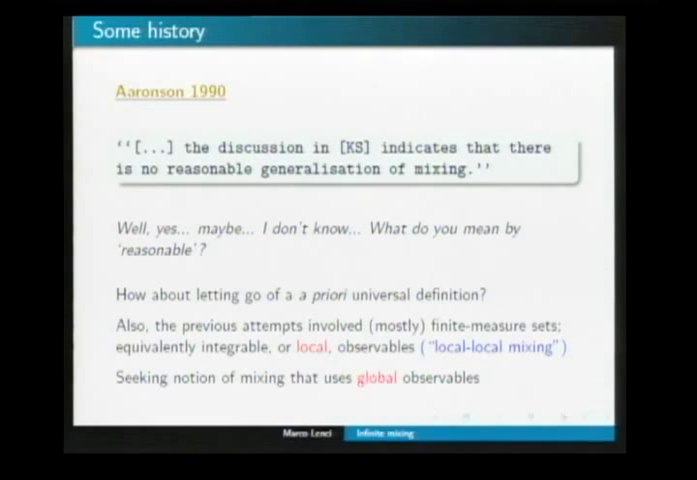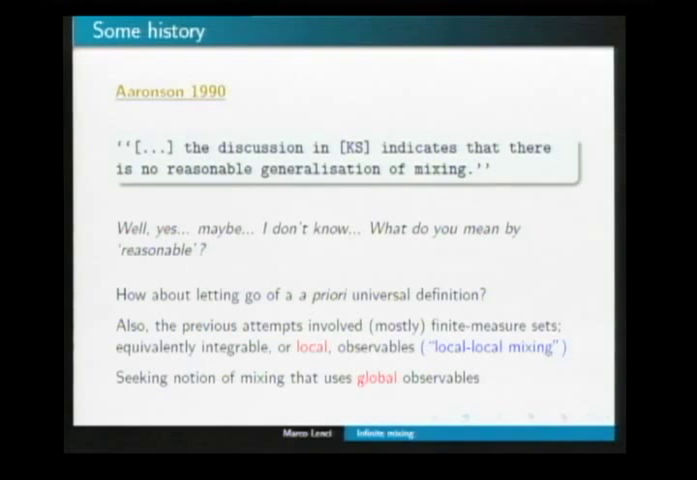Another problem was actually that the previous definitions, and this is the main new concept of my talk, save for the KS complete mixing definition, involved either local observables or observables that are in L1 and L2, or finite measure sets. So somehow this captures only local properties of the system. You will see this in analogy with what I'm going to say next. I'm going to call these definitions local-local mixing. And I want to come up with observables or functions that see the system in its entirety, so see the system globally, and I want to call them global observables.